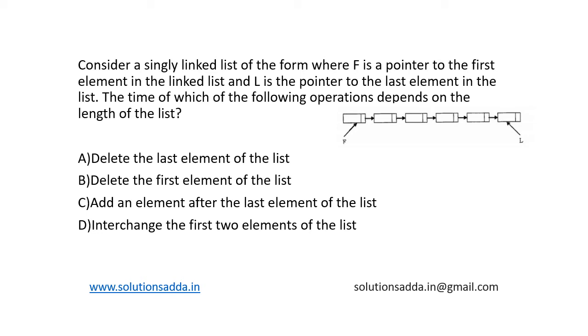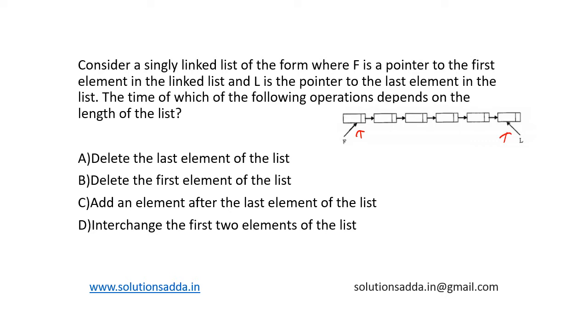This is a question from data structures. Consider a singly linked list where f is a pointer to the first element of the linked list and L is the pointer to the last element of the linked list. The time of which of the following operations depends on the length of the list? So we are given two pointers, f which points towards the first node and L which points towards the last node. So let's see the options one by one.